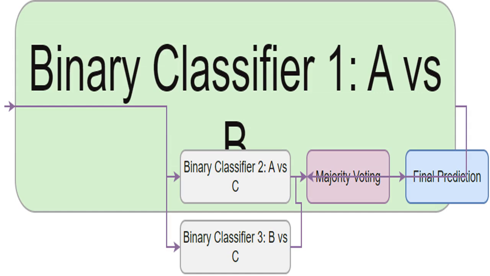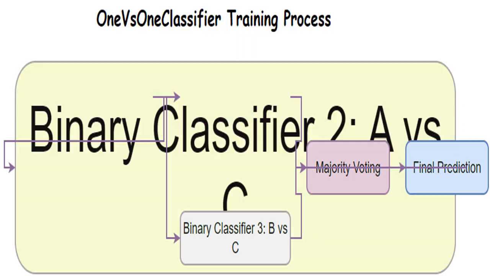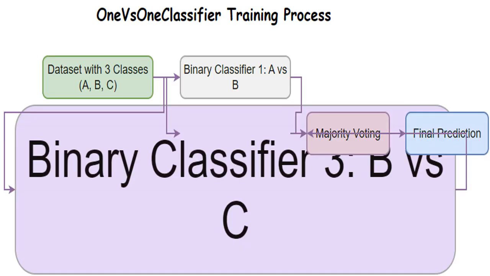The first classifier will focus solely on distinguishing between Class A and Class B. It learns the differences between these two, ignoring Class C completely for this particular model. Next, a second classifier is trained, this time pitting Class A against Class C. Again, Class B is ignored. It's all about A versus C. Finally, the third classifier focuses on the contrast between classes B and C. So you see, each classifier handles only a specific two-class comparison. It's like having three specialized experts, each solving a small, manageable problem.